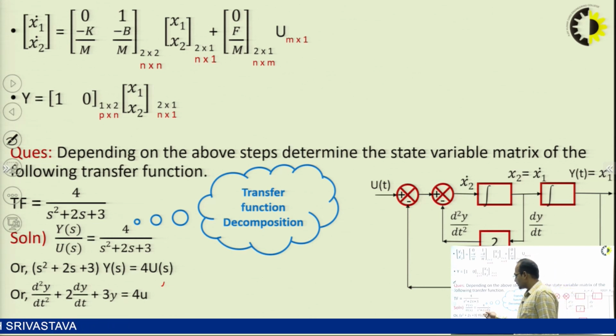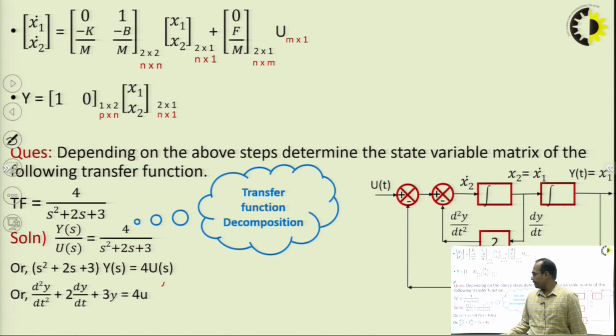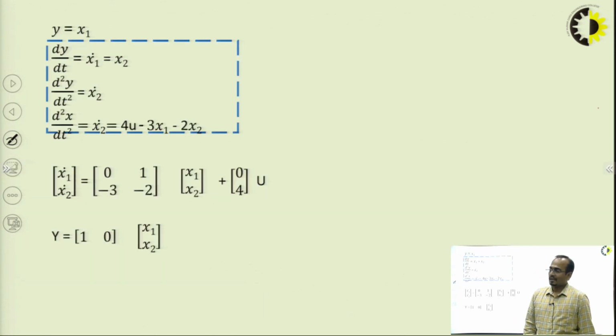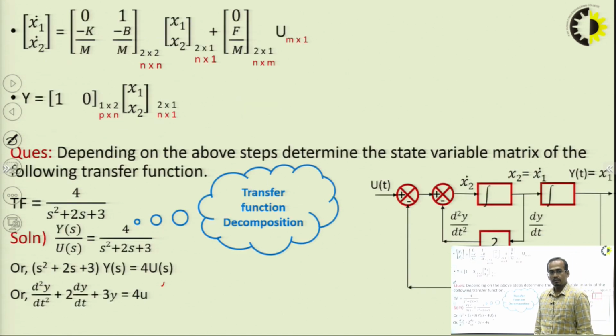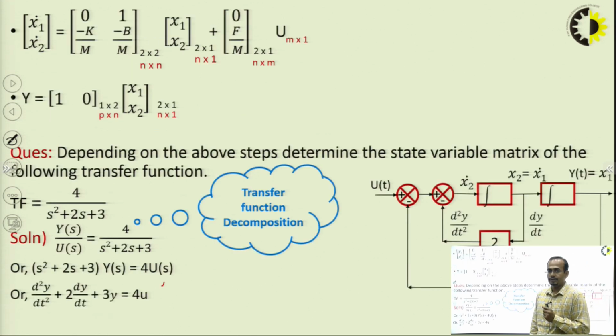So this is cross multiplication. Y(s) by U(s) is given to you. s square plus 2s plus 3 multiplied by Y(s) is equal to 4 into U(s). Taking the inverse Laplace, we get d square y by dt square plus 2 dy by dt plus 3y is equal to 4u. Now, because nothing else is given, we have to consider that this is a second order differential equation, so the number of state variables will be 2. What will be the output?